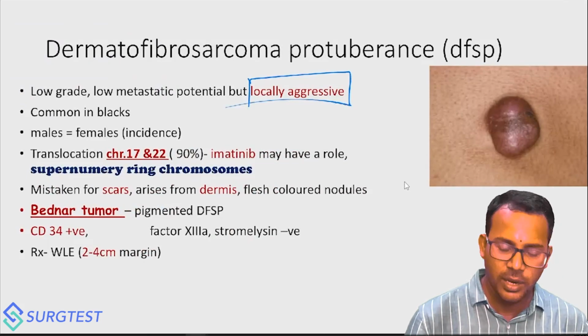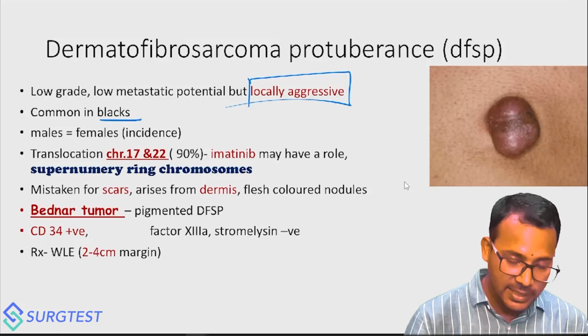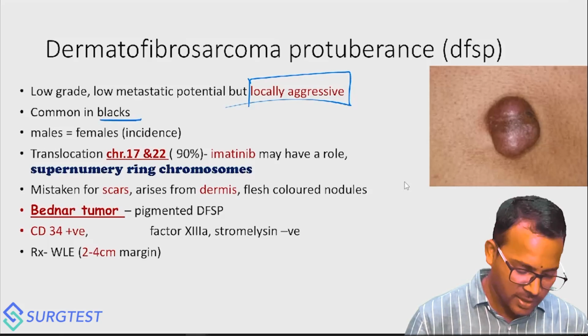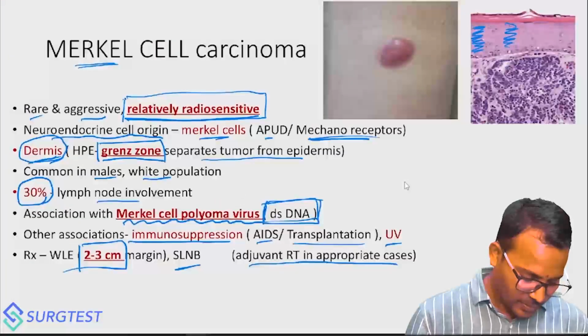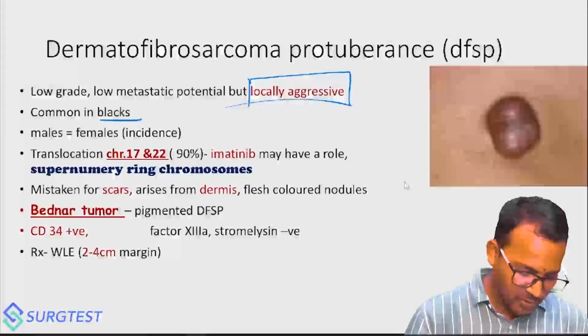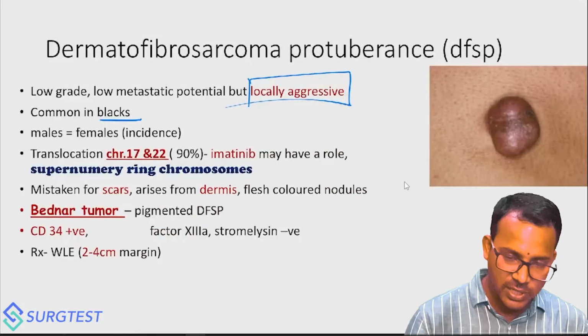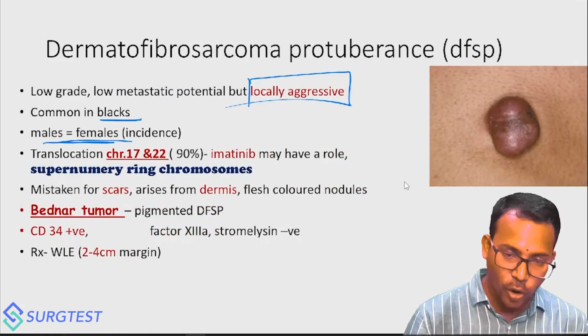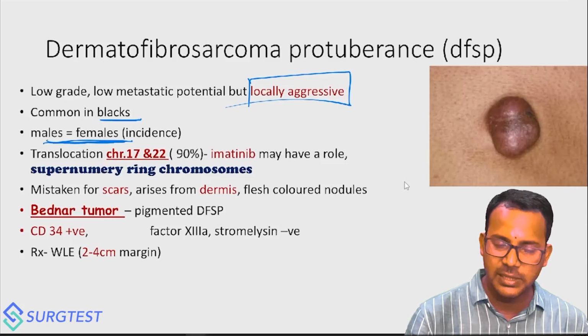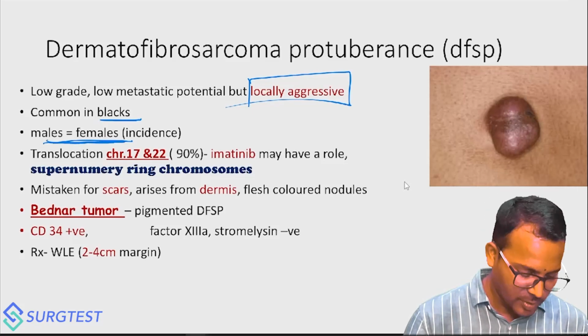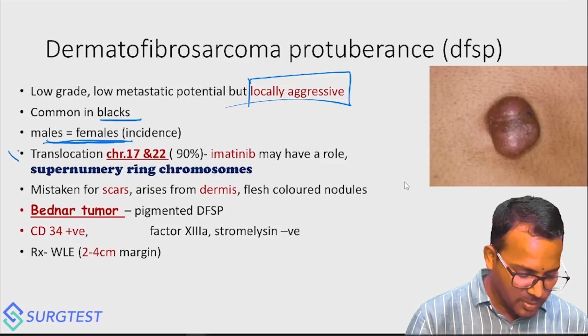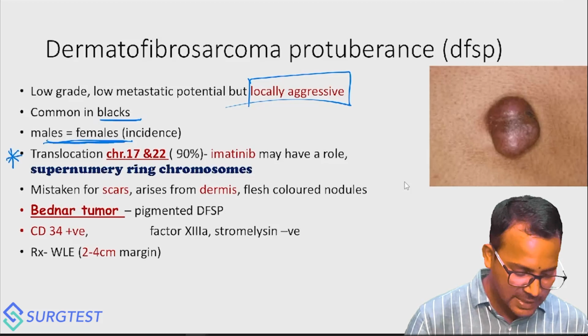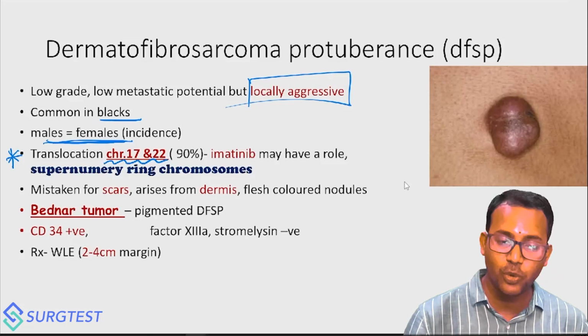It is locally aggressive. It is common in blacks. Merkel cell carcinoma was common in whites. Yes, it was common in the white population, whereas dermatofibrosarcoma protuberans is common in blacks. Males and females are affected almost equally, whereas Merkel cell carcinoma was common in males. An important point that you have to remember in dermatofibrosarcoma protuberans is the association with the translocation 17;22.